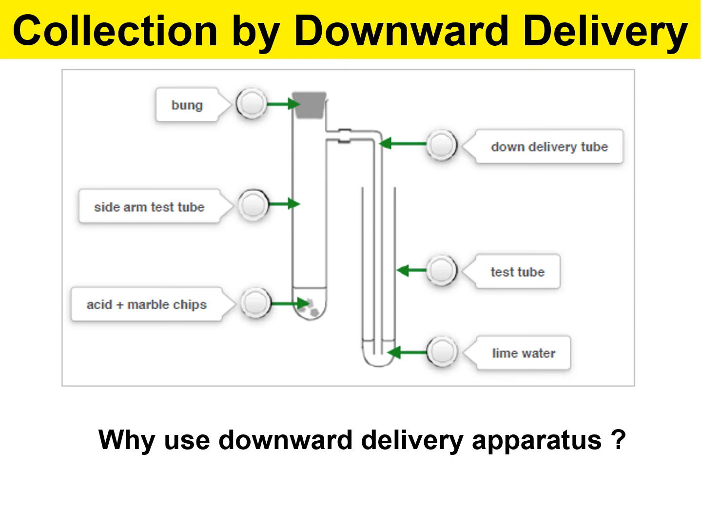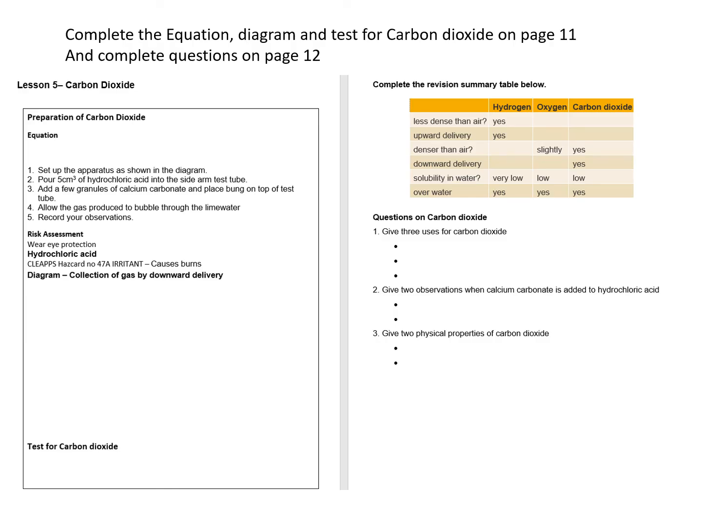Here is a diagram of the apparatus used for downward delivery. Don't forget to label it. This is page 11 on your gases booklet. Can you write in the equation, draw the diagram for downward delivery with a pencil and a ruler, and write in the test for carbon dioxide. There are also some questions on page 12 that you have to complete on carbon dioxide.